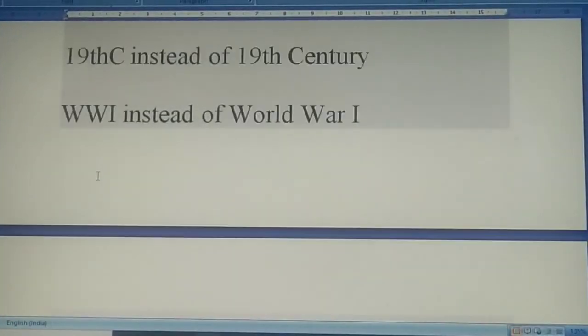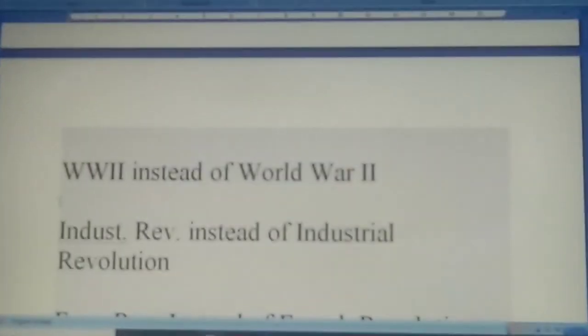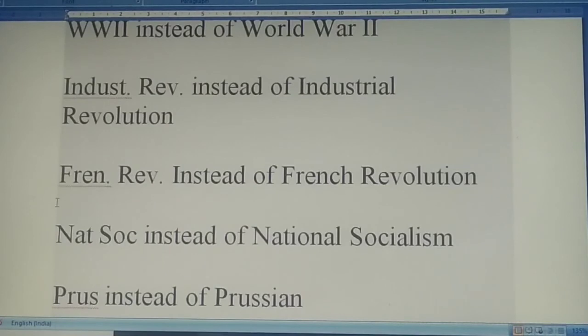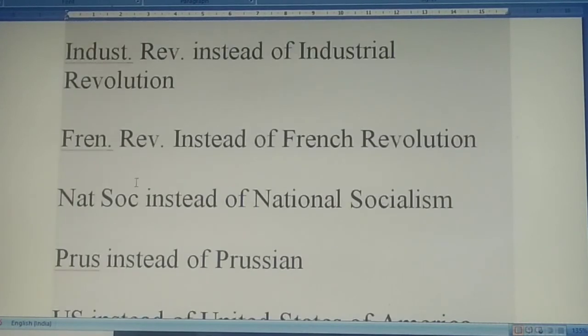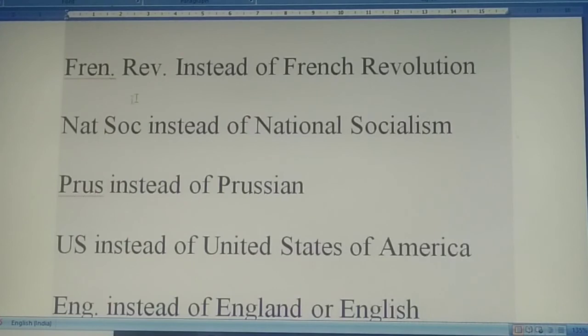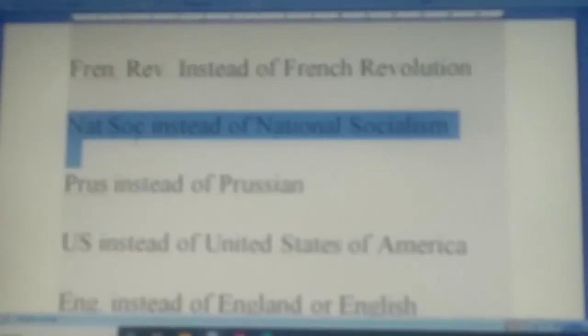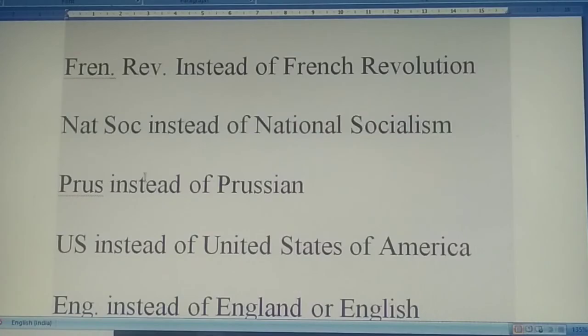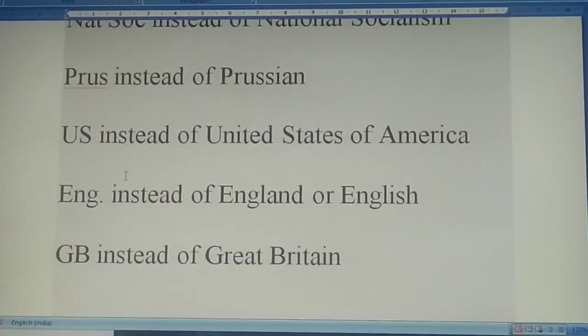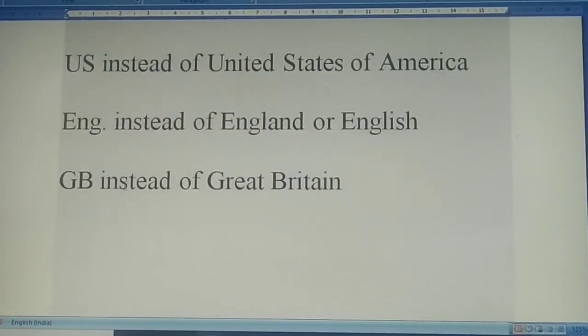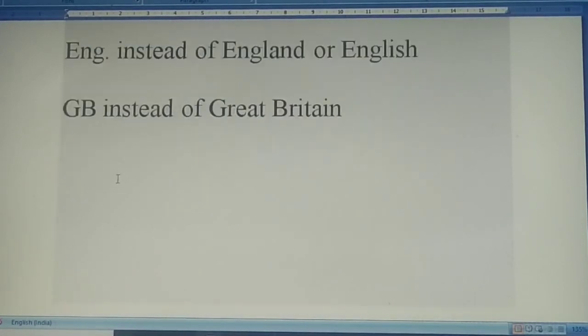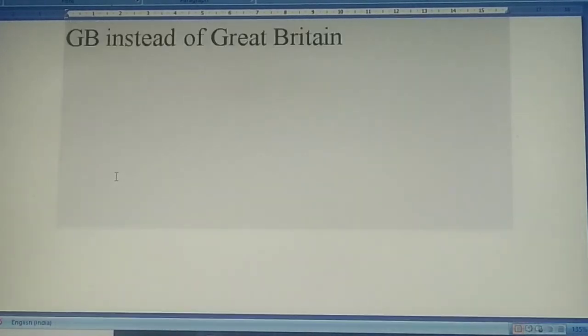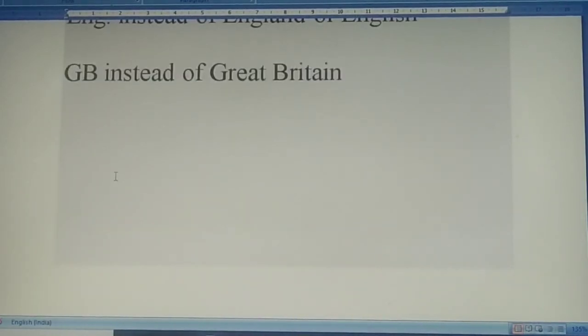19th C means 19th century. WW1 means World War I. WW2, World War II. Industrial Revolution. FREN, French Revolution. National Socialism, see how that word is abbreviated, NAT and SOC. PRUS means Prussians. US, United States. ENG instead of England or English. GB, Great Britain. So in history we do like this. It is very common.